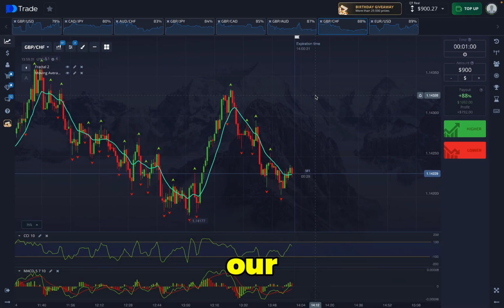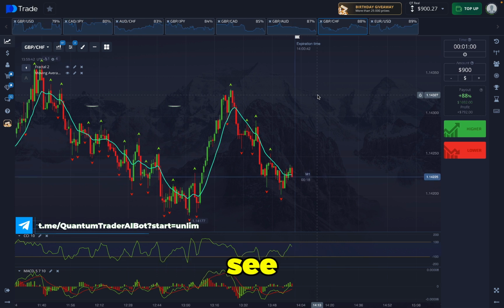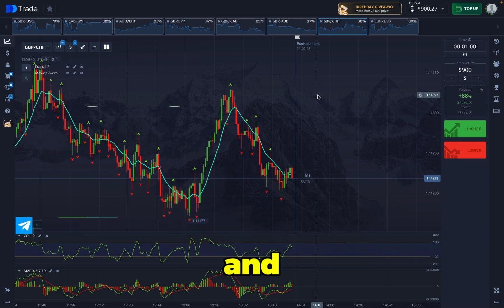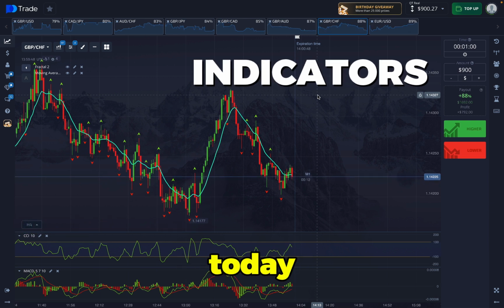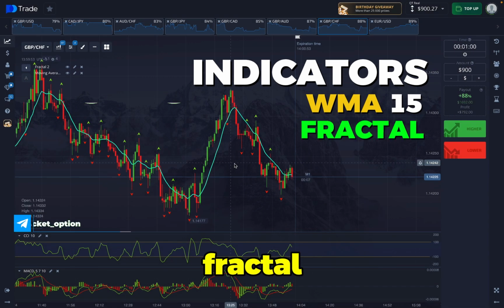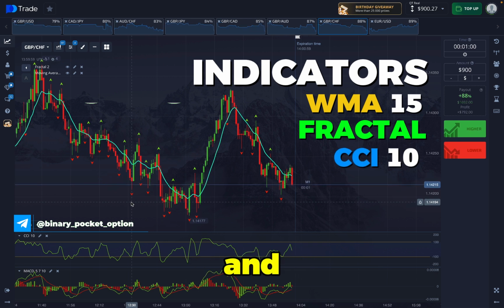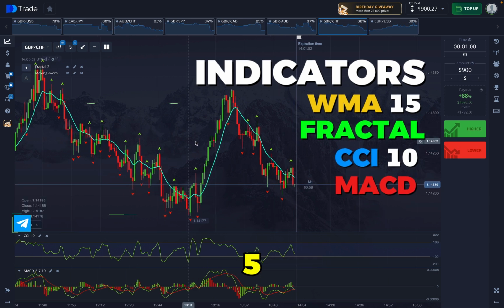So let's start our trading today. I have already analyzed and selected all the currency pairs with the most optimal movement pattern and payout percentages. You can see this selection in front of your eyes, and let's analyze the following indicators today. This is a weighted moving average with a period of 15, a fractal with default settings, the CCI oscillator with a period of 10, and the MACD oscillator with periods of 5, 7, and 10.